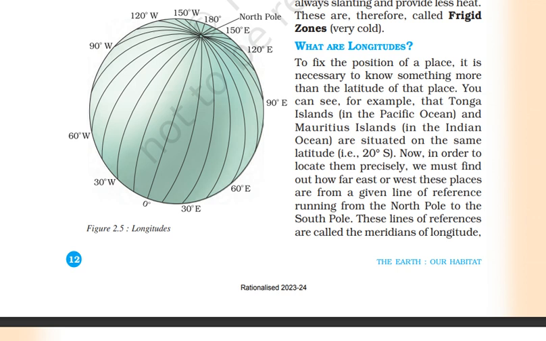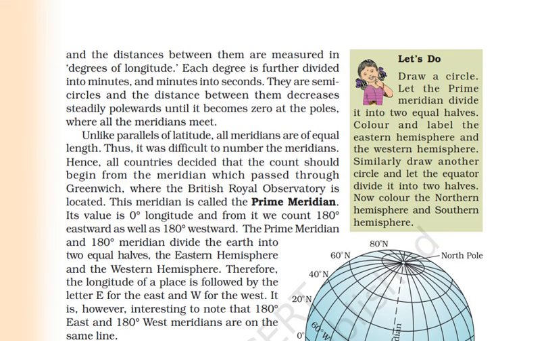These lines of reference are called the meridians of longitude, and the distance between them is measured in degrees of longitude. Each degree is further divided into minutes and minutes into seconds. They are semicircles and the distance between them decreases steadily polewards until it becomes zero at the poles, where all the meridians meet.